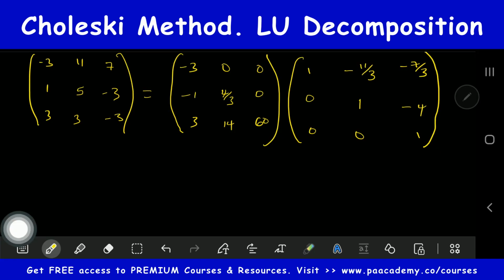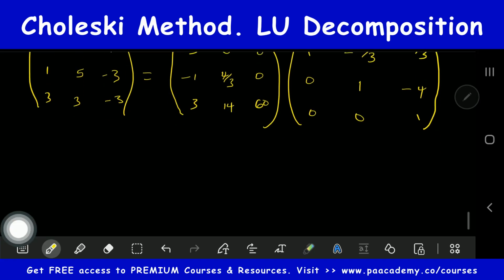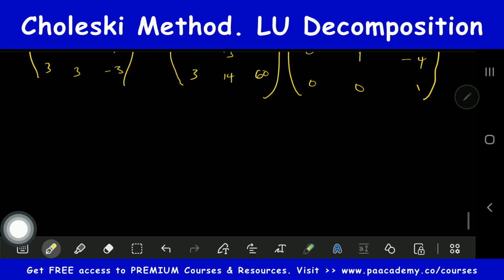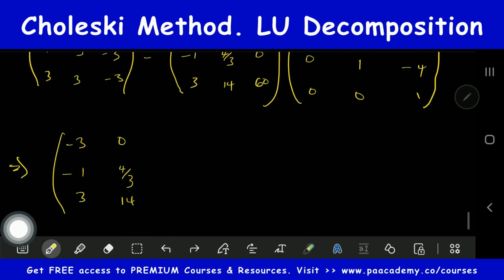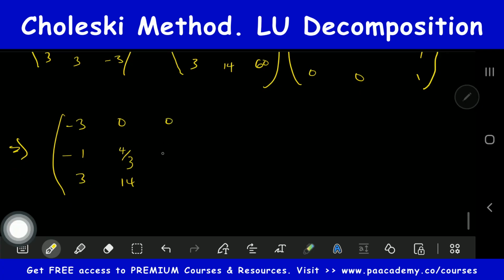So now we're going to solve this. We are almost getting close to our answer. So the next is we're going to come back with our matrix. This is -3, -1, and then 3, 0, 4 over 3, and then 14. And then, so it is this right here I'm writing, this matrix here, okay? And then this is going to be 0, 0, 60.